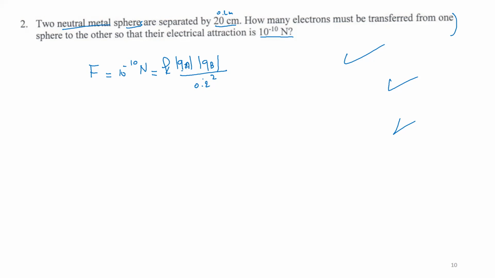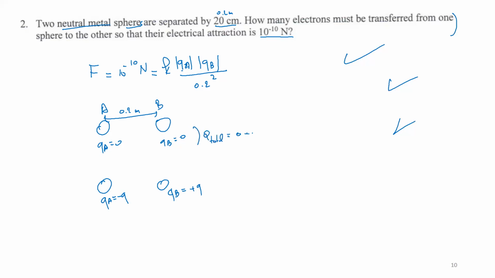We know that at the beginning, we have two spheres, A and B, and QA is 0, and QB is 0, right? And they are separated by 0.2 meters. Now at the end, I have QA and QB. But because of conservation of charge, if QA is minus Q, QB will be plus Q, such that the total charge is 0. The total charge at the beginning was 0 plus 0, which is 0. So here also, Q total is 0. So if A is minus Q, B should be plus Q, such that the total is 0.